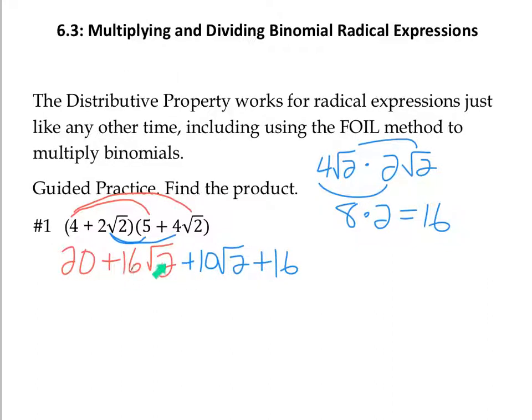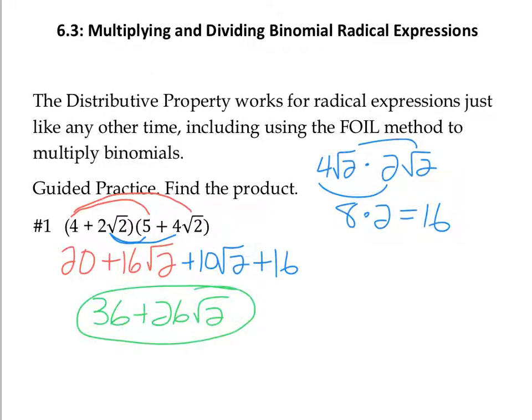And now we can simplify this because we can add the like terms. The 20 and the 16 is 36. And then we're going to have plus 26 square root of 2. And that would be our final answer. After you FOIL, you want to look and see if there are any like terms you might be able to combine there.